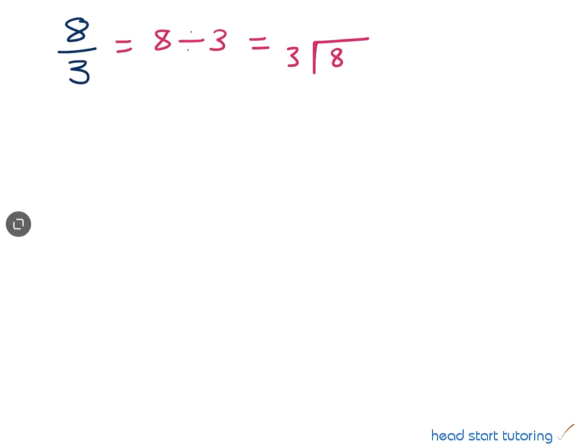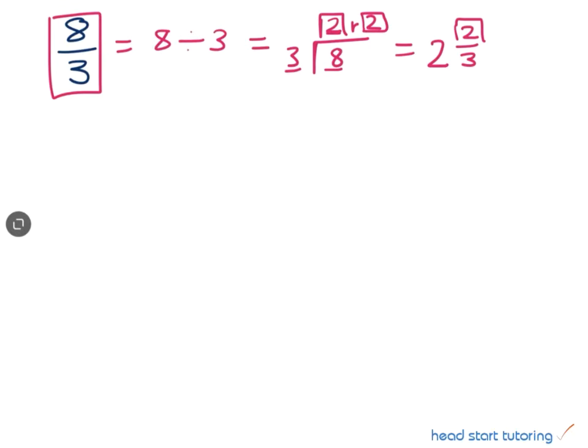We can say that 3 fits into 8 twice, and 2 times 3 is equal to 6, and the difference between 6 and 8 is 2. So we know that we have got 2 wholes. 3 fits into 8 twice, and we've still got a remainder of 2. Now that remainder of 2 still needs to be divided by 3, so that remainder of 2 acts as our new numerator. So 8 over 3 as a mixed number is equal to 2 and 2/3.